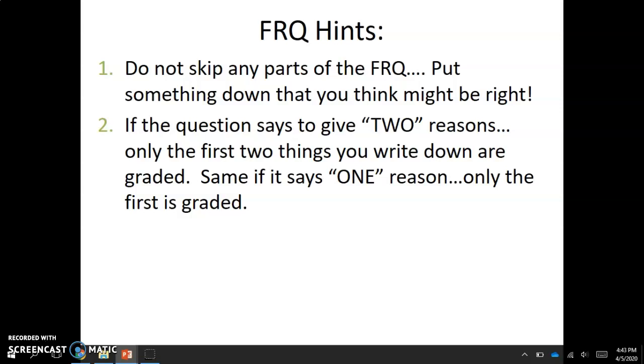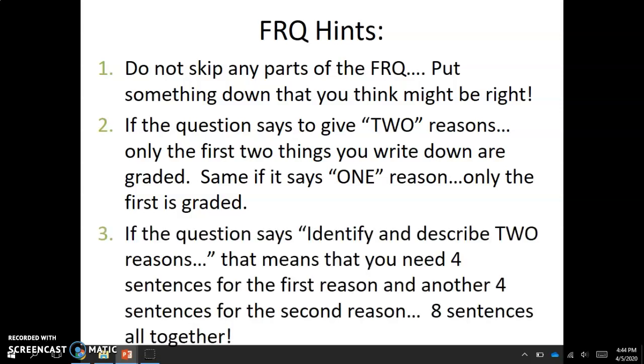Remember, I told you guys this. If it asks for 2 things that are listed and you list 3, and the first and the third one are right, but the one in the middle is wrong, guess what? You're only getting 1 point, okay? Because they're going to stop reading after the first 2 if it only asks for 2. So choose the 2 that you think is best, or the 1 that you think is best, whatever they're asking you for.